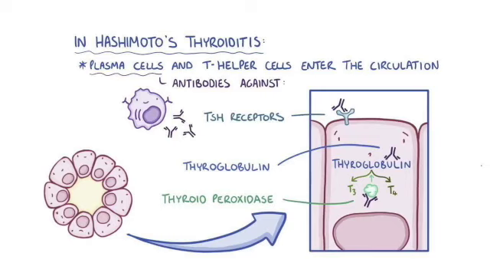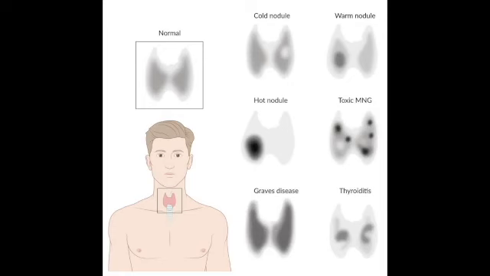On radioactive uptake scan, you'll have diffusely decreased iodine uptake. So the thyroid is slow, so it's not synthesizing as much T4 and T3, therefore it doesn't need to take up the iodine. A biopsy can also be done, but this is rare, and you'll see lymphocytic infiltration and Hürthle cells, which are enlarged epithelial cells with abundant eosinophilic granular cytoplasm.